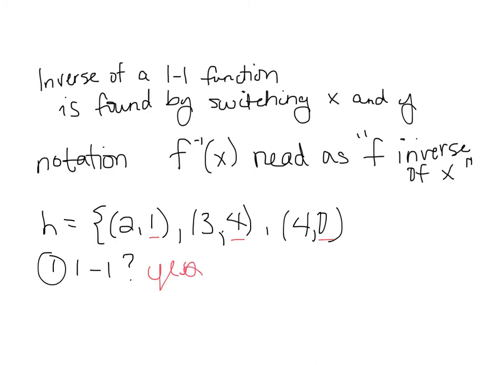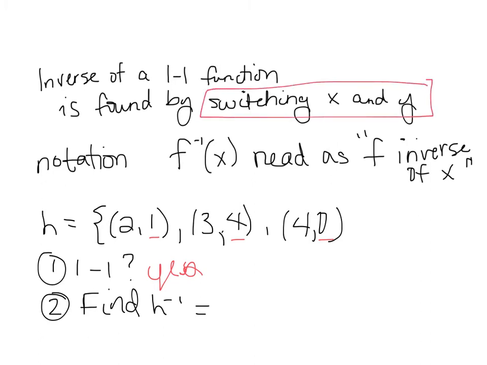So the next thing we want to do is find h inverse. So if we want to find h inverse here, we find it by switching values of x and y as stated right here. So our inverse should be the ordered pair. Instead of having (2, 1), we now have the ordered pair (1, 2). Instead of having the ordered pair (3, 4), we have (4, 3). And instead of (4, 0), we now have (0, 4). So we swap the x and the y values.